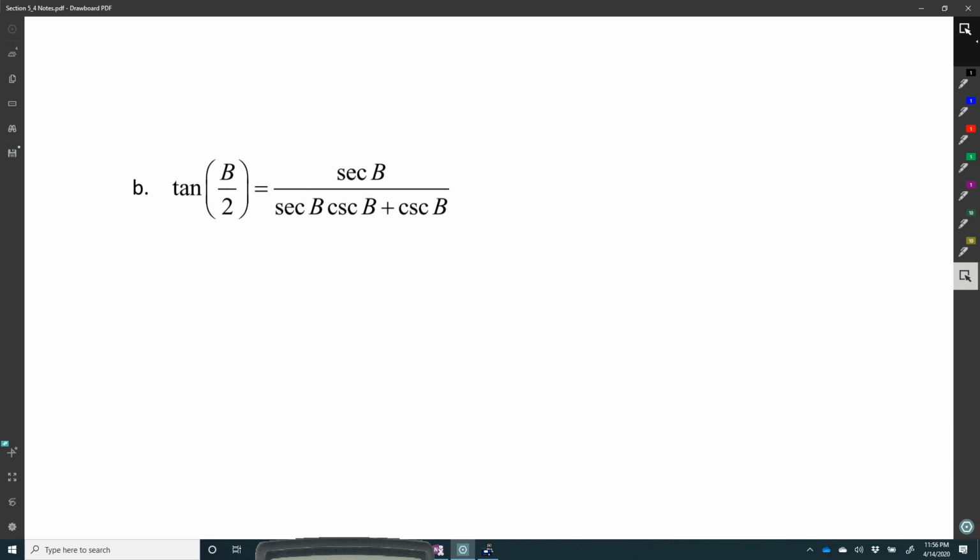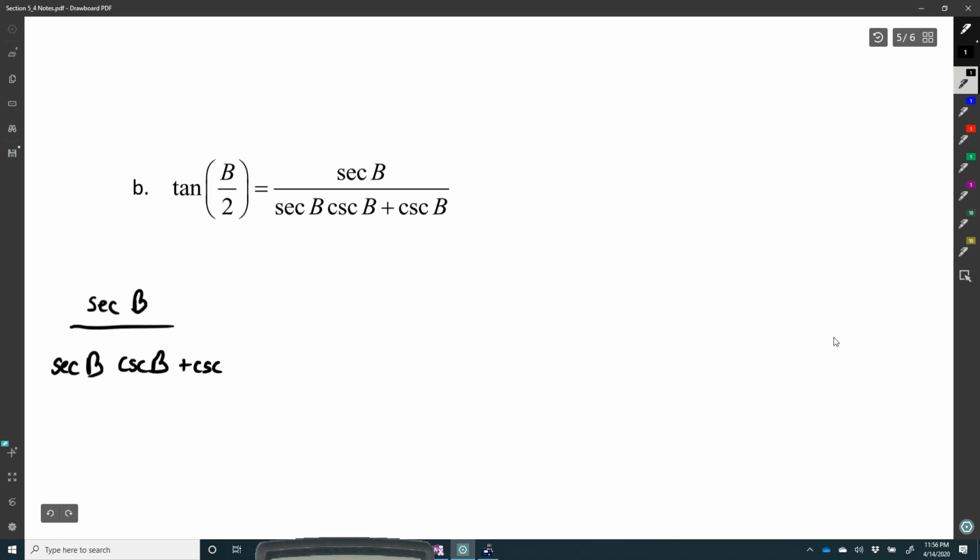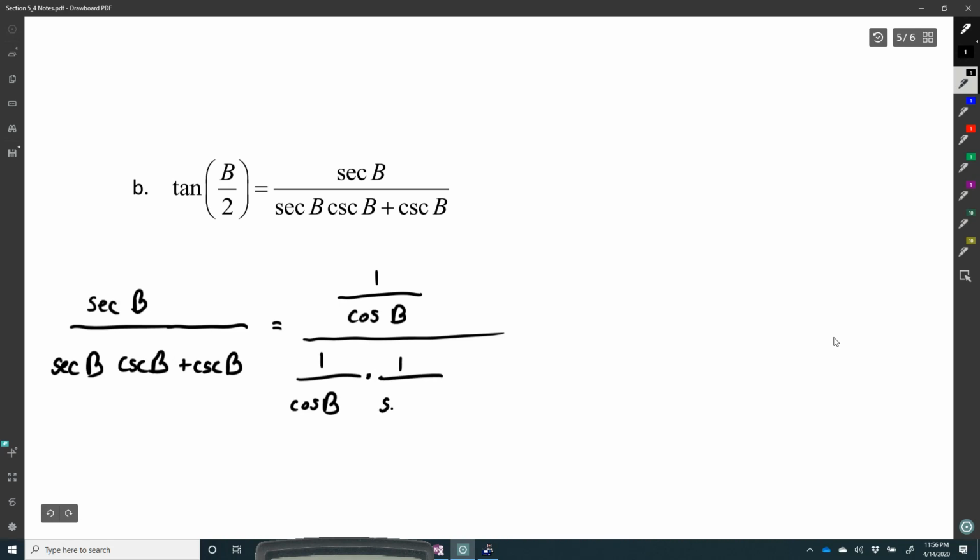So I have tangent of b over 2 equals secant b plus cosecant b. All right, so I'm going to do the exact same thing that I did earlier. Again, we are going to get fractions over fractions. Be not afraid of the fractions over fractions. So secant is 1 over cosine of b, cosecant is 1 over sine of b.